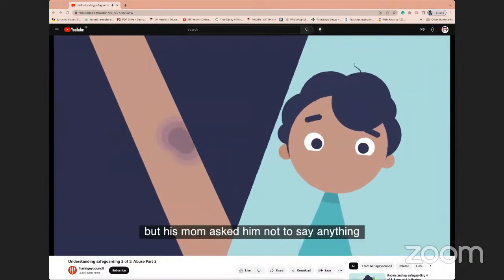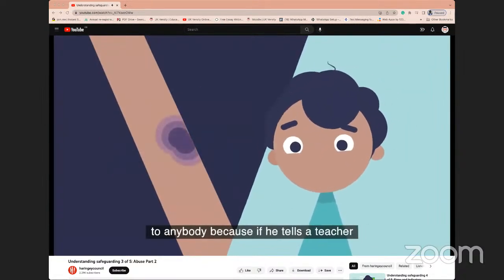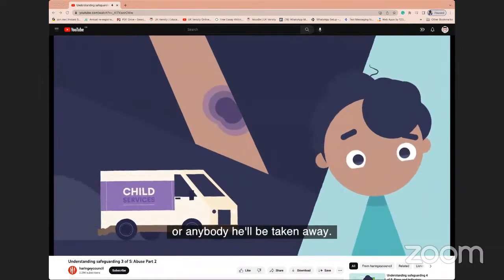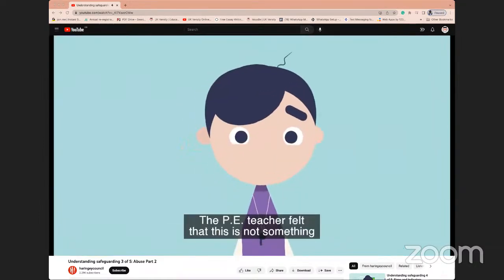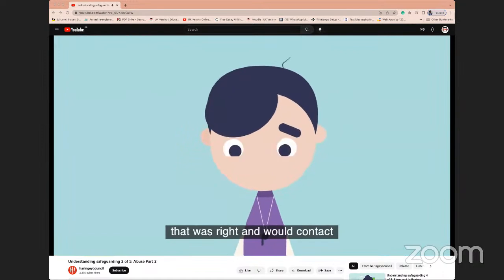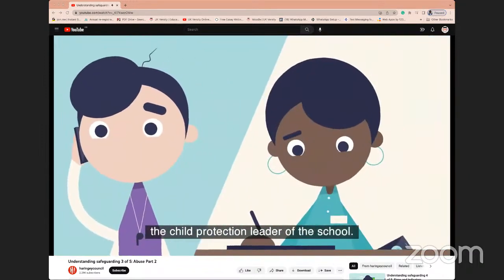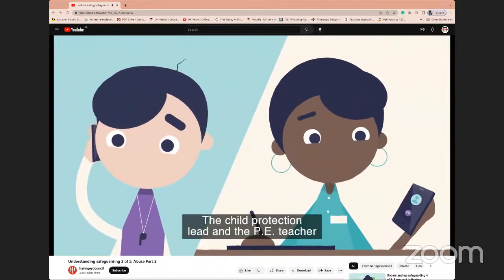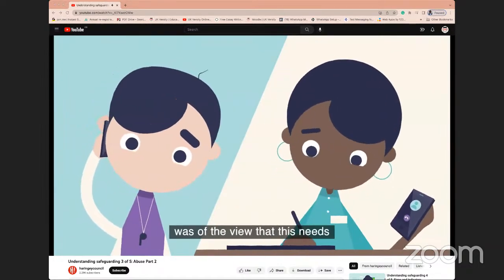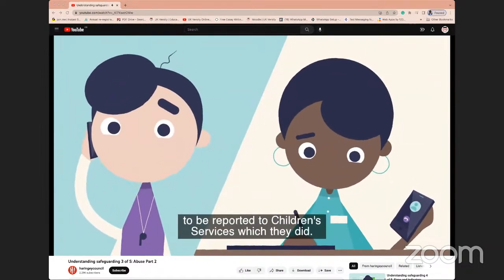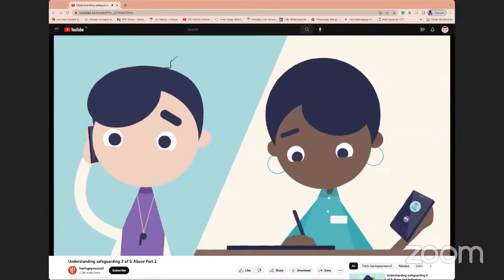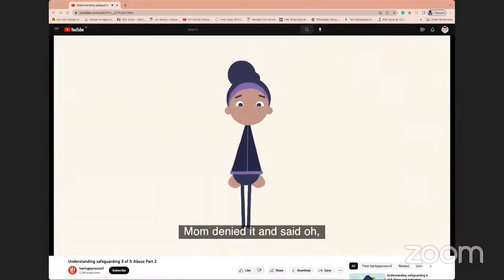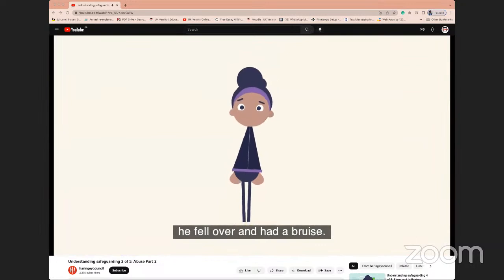But his mom asked him not to say anything to anybody because if he tells the teacher or anybody, he'll be taken away. The PE teacher felt that this is not something that was right and will contact the child protection leader of the school. The child protection lead and the PE teacher was of the view that this needs to be reported to children's services, which they did. Mom denied it and said, "Oh, he fell over and had a bruise."